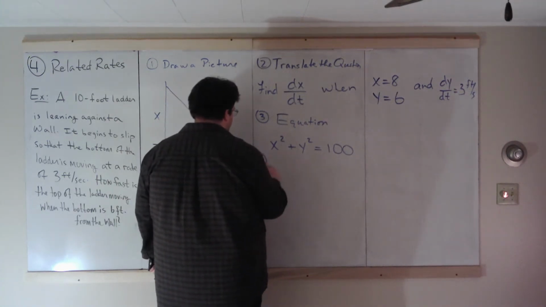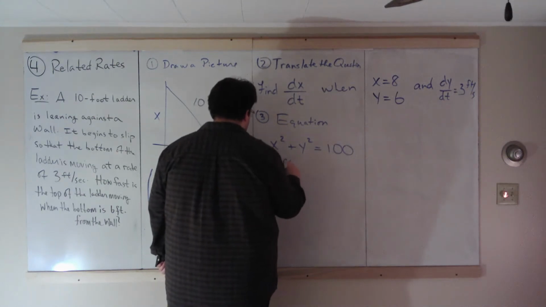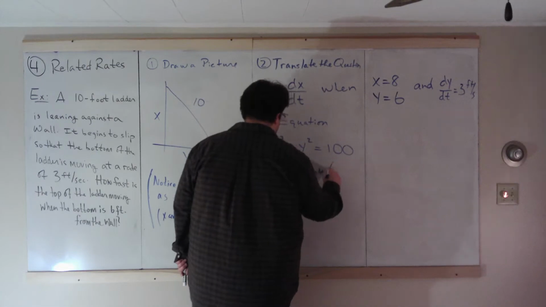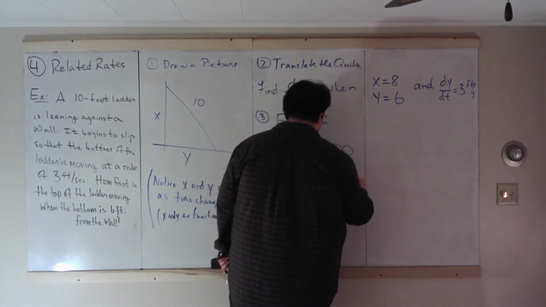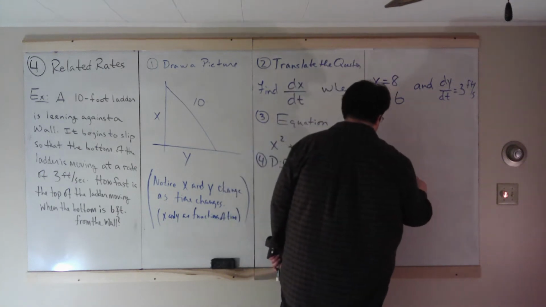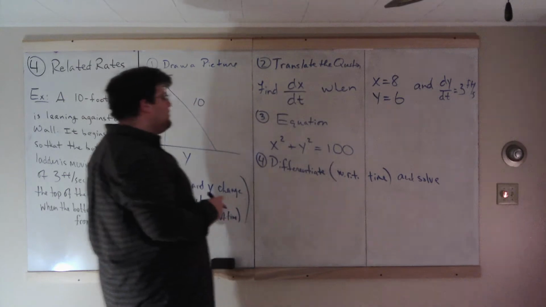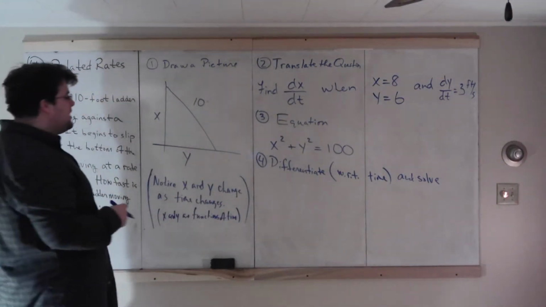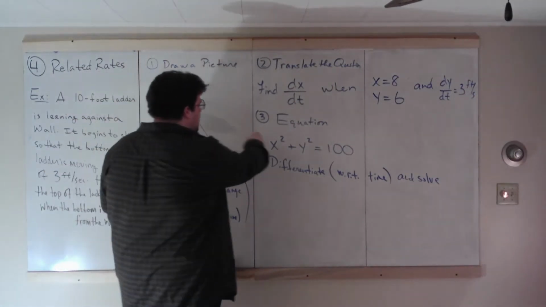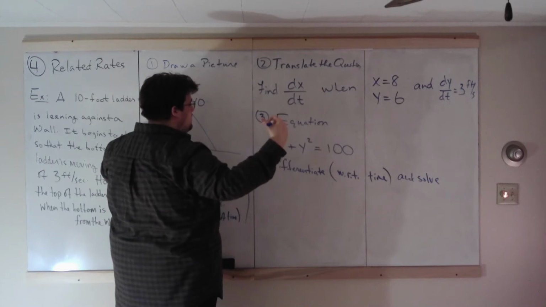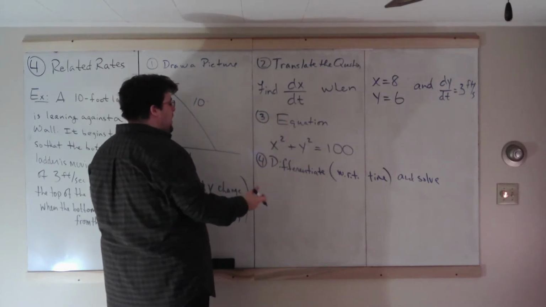So I'll say differentiate with respect to time and solve. Differentiate with respect to time. Well, remember, x and y are functions of time. So if you differentiate with respect to time, you can think of this as being a large quantity with t's squared. How do you do the derivative? You use the power rule and the chain rule.